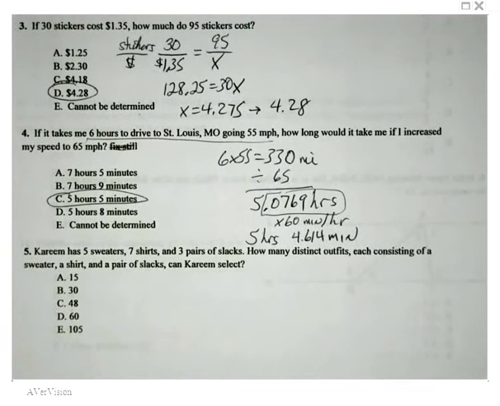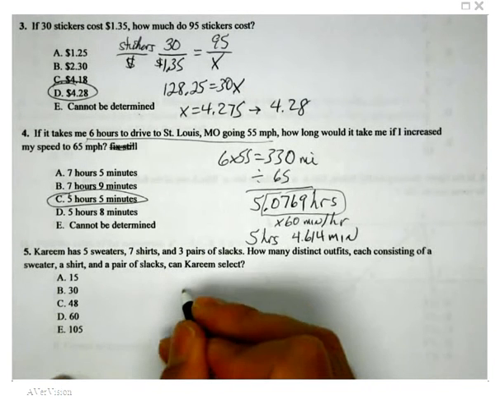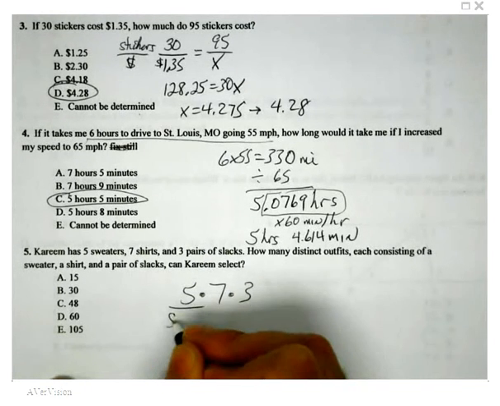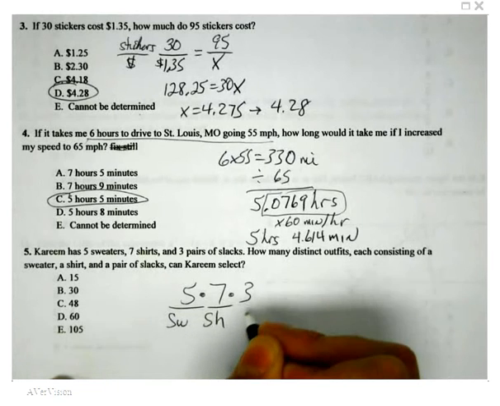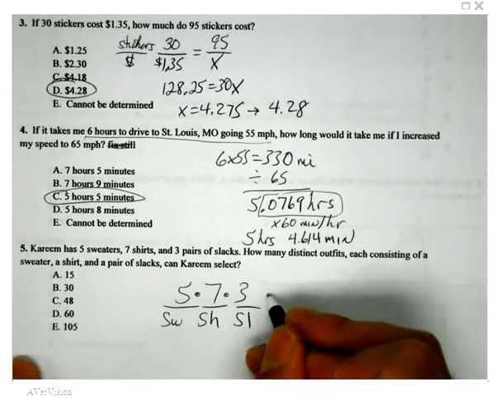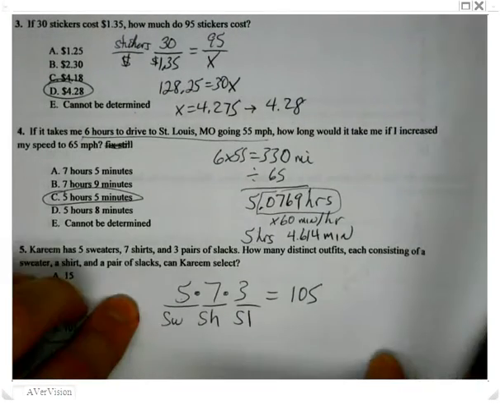Last question on the front page. Kareem has 5 sweaters, 7 shirts, and 3 pairs of slacks. How many different outfits can he make? Let's keep this simple. He's going to pick a sweater. He's going to pick a shirt. He's going to pick a pair of slacks. 5 choices with sweaters, 7 with shirts, 3 with slacks. Multiply those all together. We're good to go, and we're on the move.